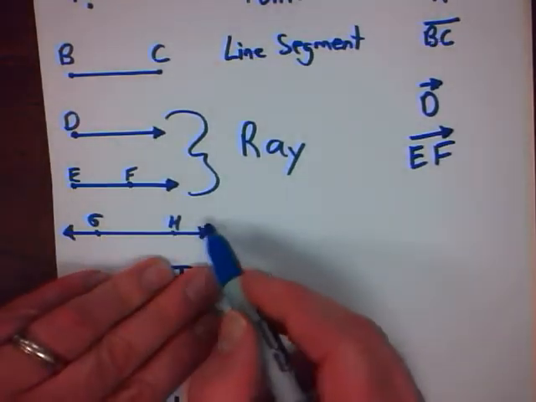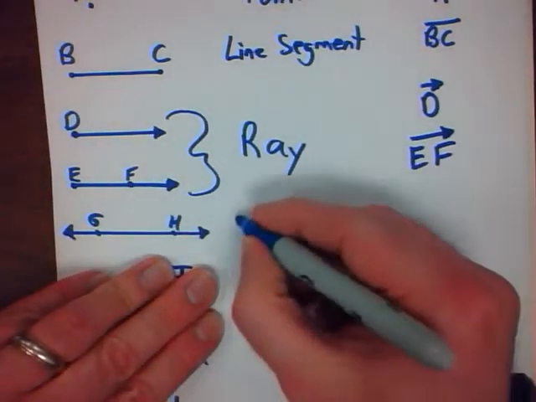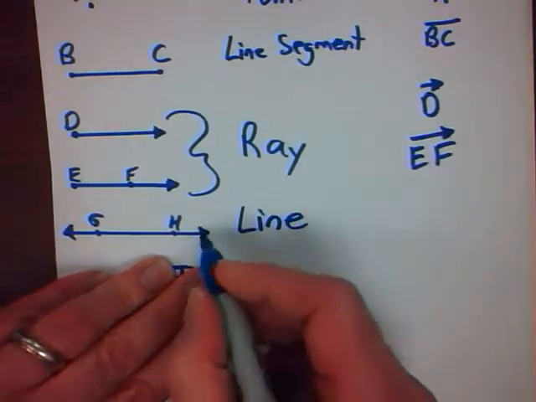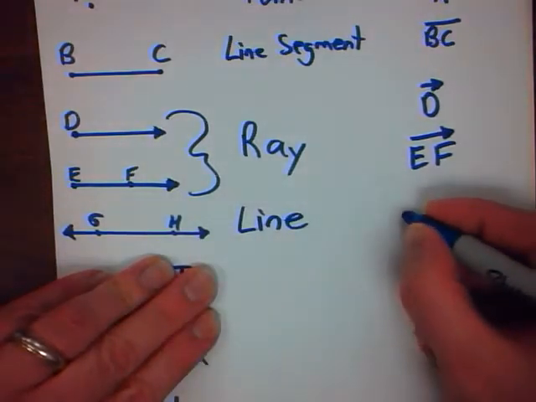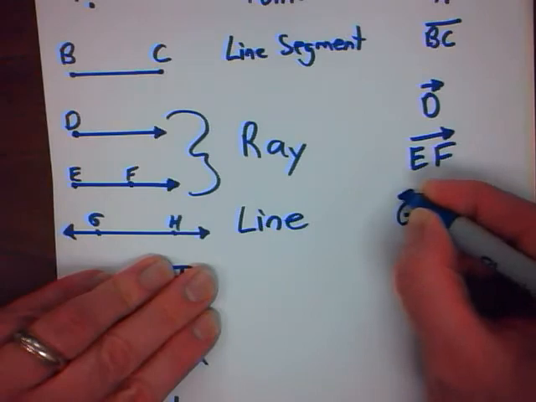This is a line. Notice the arrows on each end. It goes into infinity in each direction. This is a line. It does not end. The short form will be written like this.